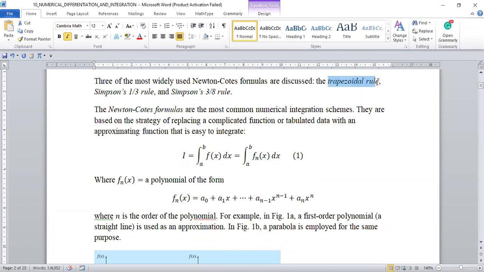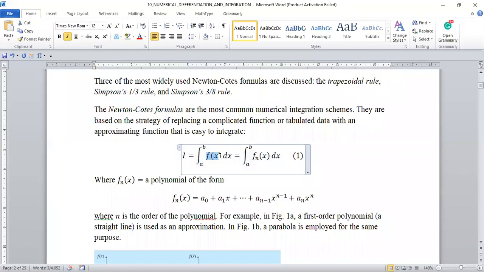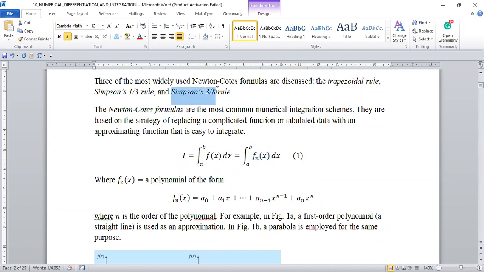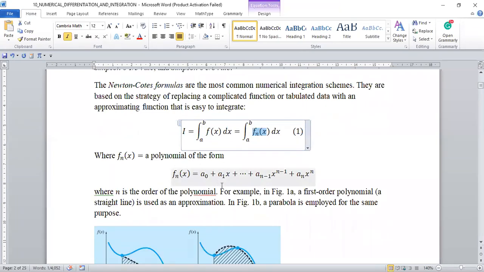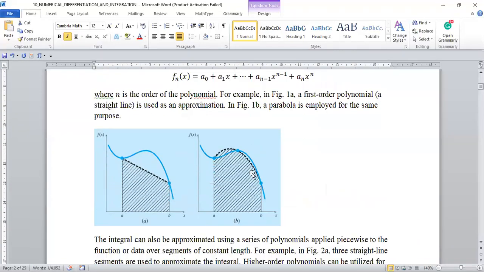For the trapezoidal rule, you replace the function f of x with a first order polynomial. For Simpson's 1/3 rule, the function that you want to integrate is approximated with a second order polynomial, f_2 of x. Then for Simpson's 3/8 rule, this function is replaced with a third order polynomial. So that's the basic concept behind those three methods. Remember, we are trying to integrate this function over some limits, a to b. So the basic idea is to approximate this particular function using a first, second, or third order polynomial.